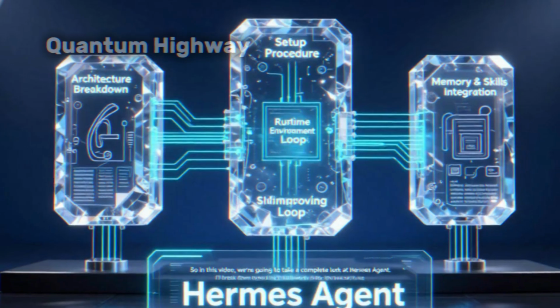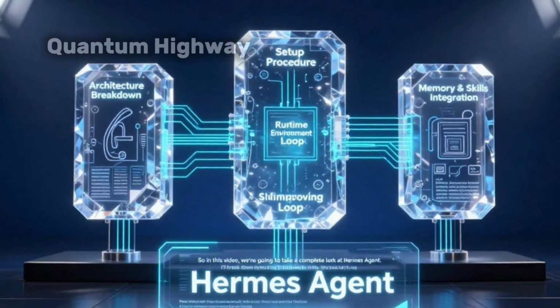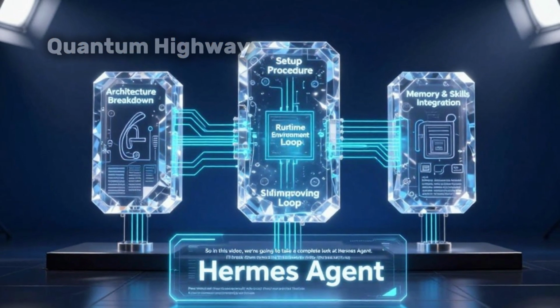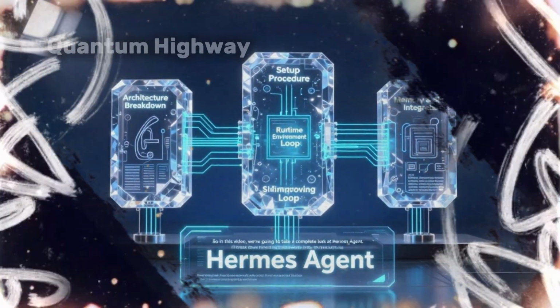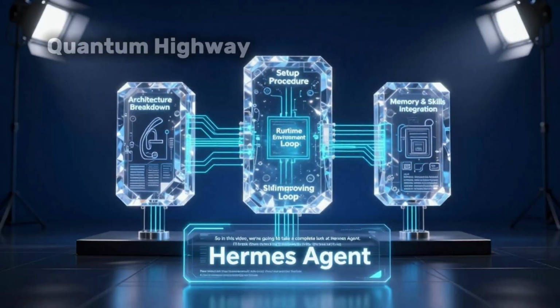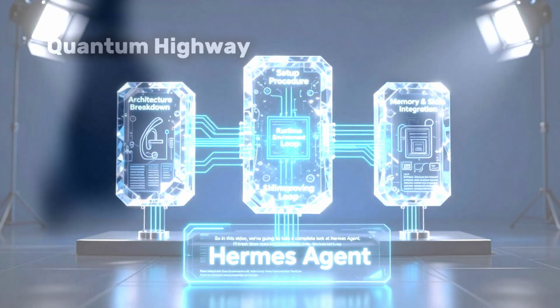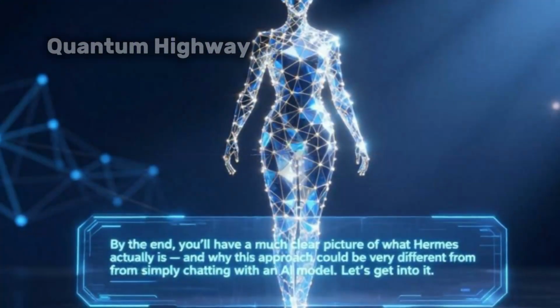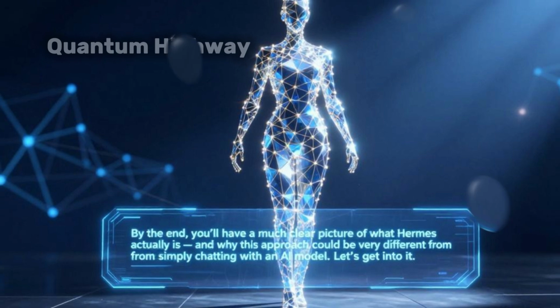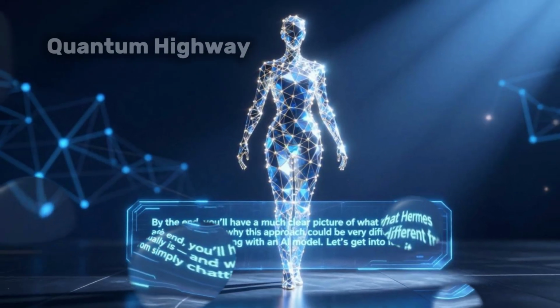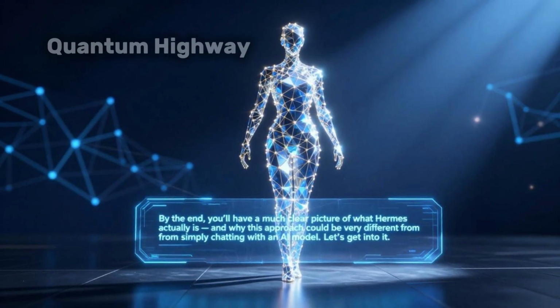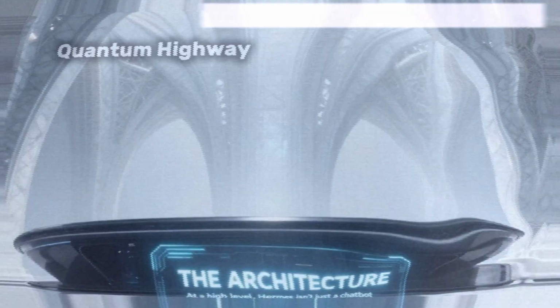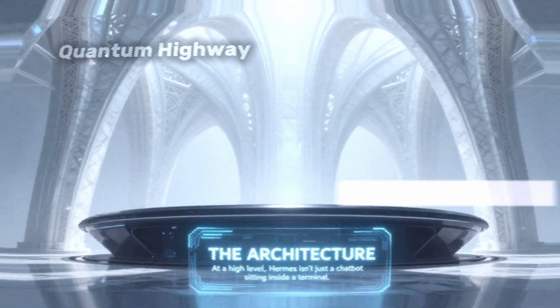So in this video, we're going to take a complete look at Hermes Agent. I'll break down how the architecture works, how you set it up, where the agent actually runs, how memory and skills work. And finally, the self-improving loop that makes Hermes particularly interesting. By the end, you'll have a much clearer picture of what Hermes actually is, and why this approach could be very different from simply chatting with an AI model. Let's get into it. The architecture at a high level.